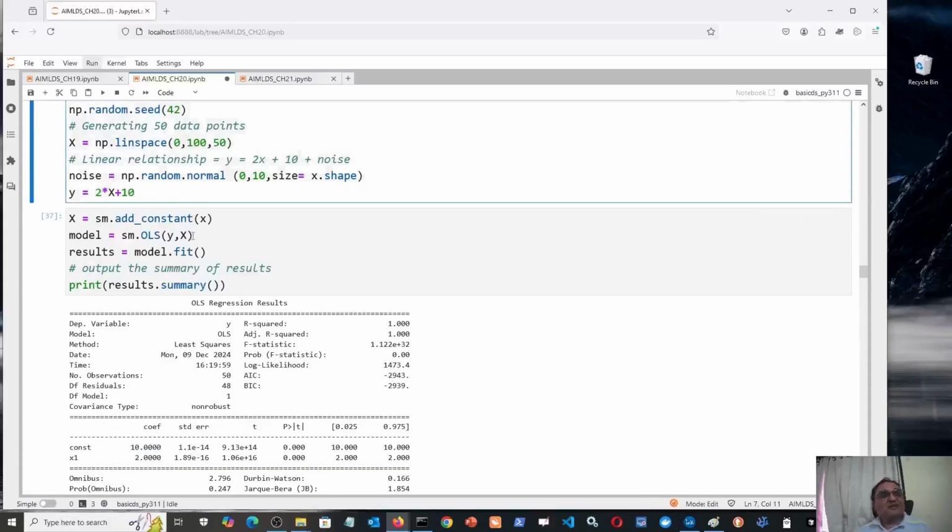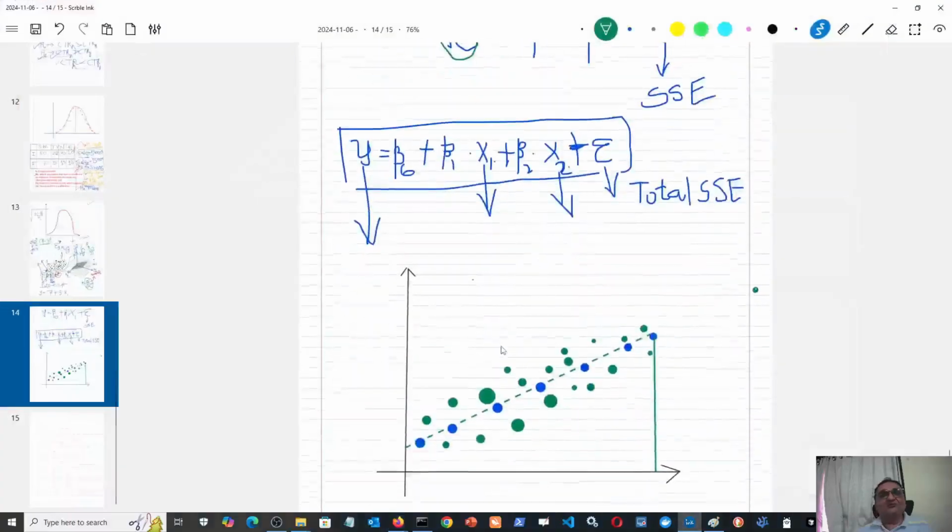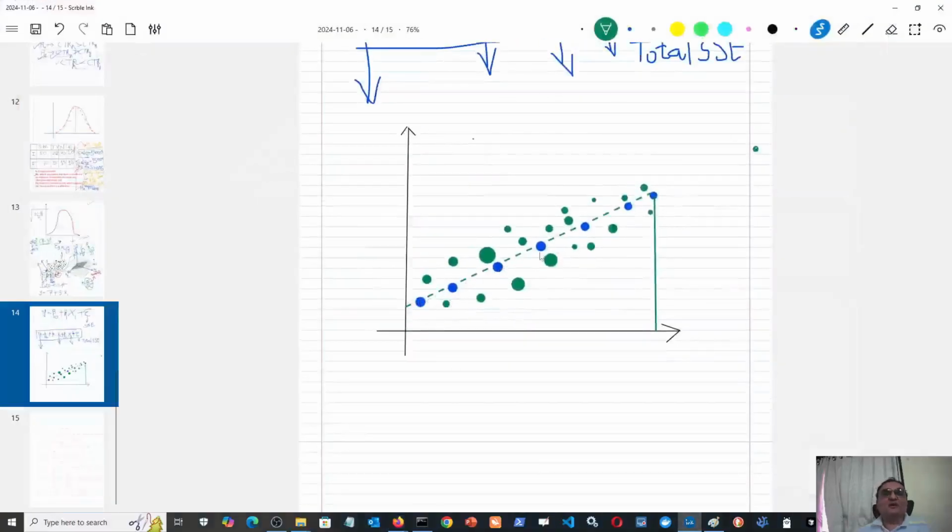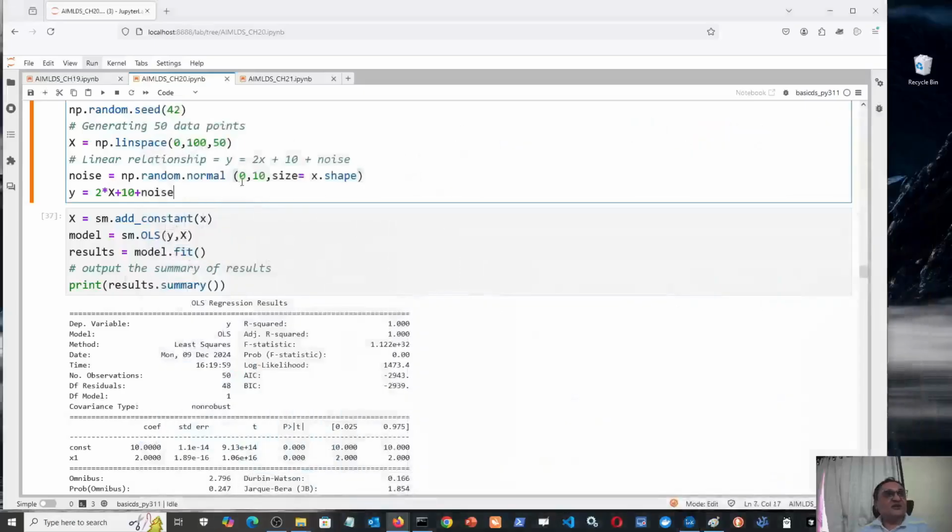So now I am at least mathematically able to explain why that noise was added, because I don't want a perfectly linear distribution. You will rarely or almost never find this dotted line with these blue colored dots on it. That kind of data points will never be found in practical data sets. So that's why I added some noise.